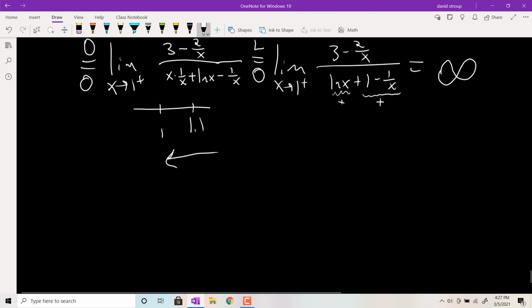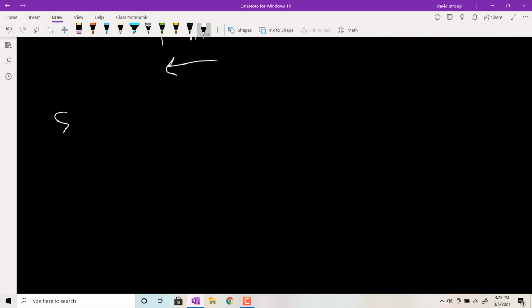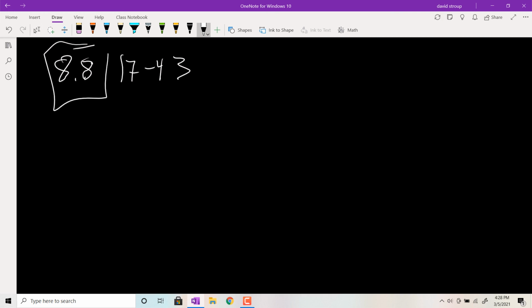Okay. Let's look at 8.8. In 8.8, we had improper integrals of 2 types. The problem set is 17 to 43. We had the infinite interval and the infinite discontinuity. So let's look at one of each.